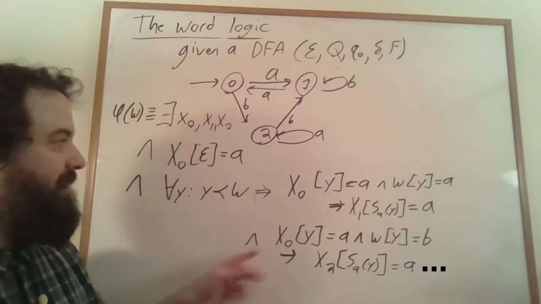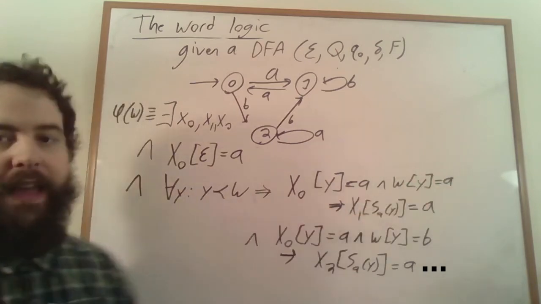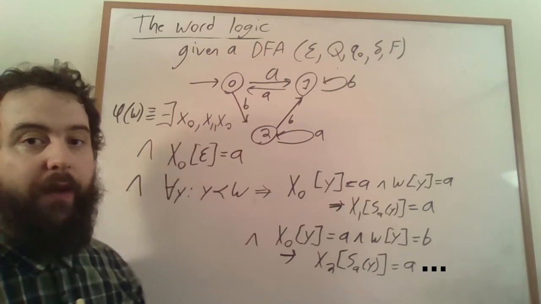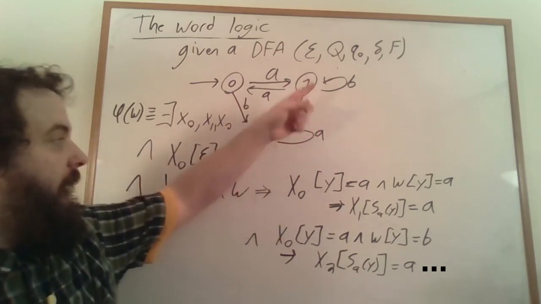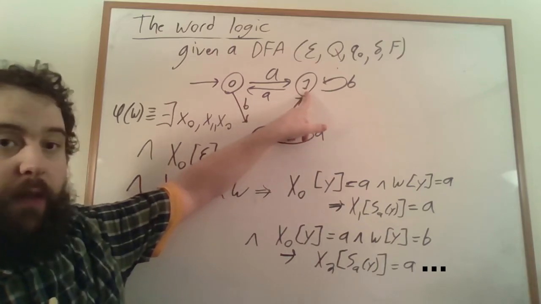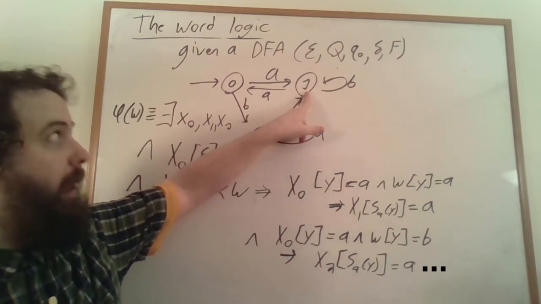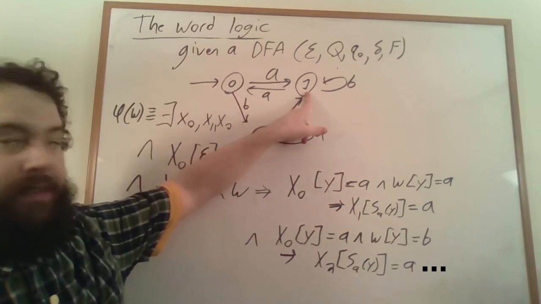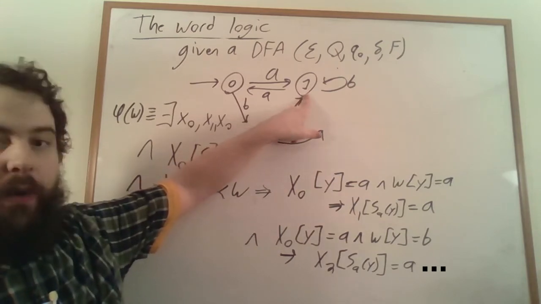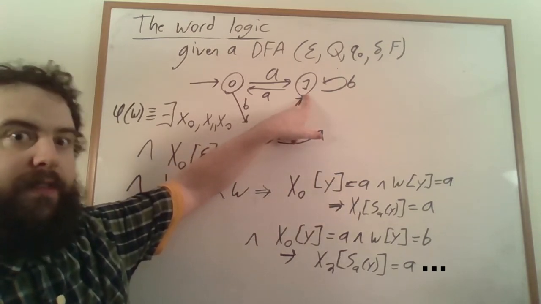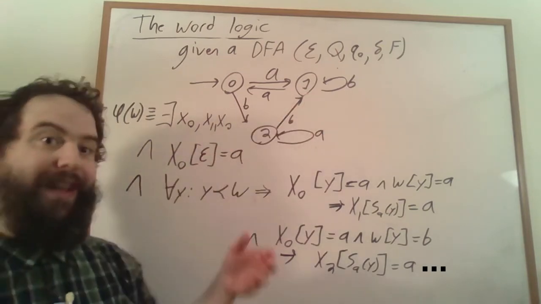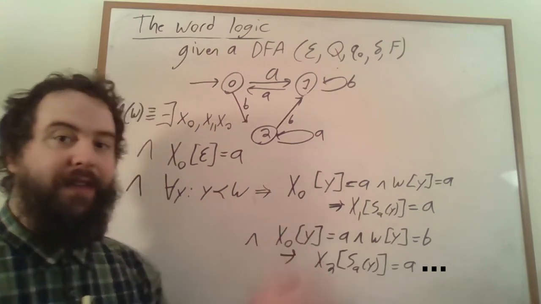We just and together a whole bunch of clauses like this that correspond to every particular edge of this diagram. So for instance, if x1 of y is equal to a, so if we're in state 1 at time y, and w of y is equal to b, then x1 of the successor of y is going to equal a. That is, the state that we're in at the next moment of time is going to be equal to a.